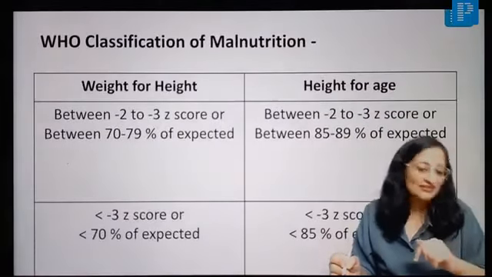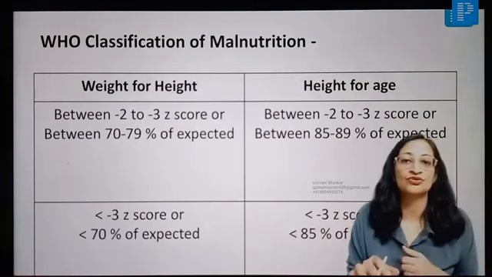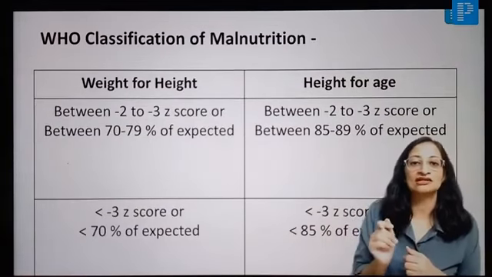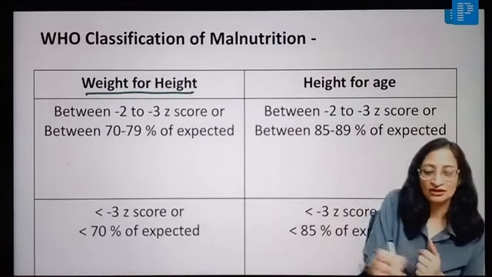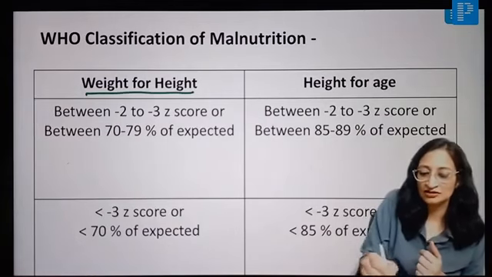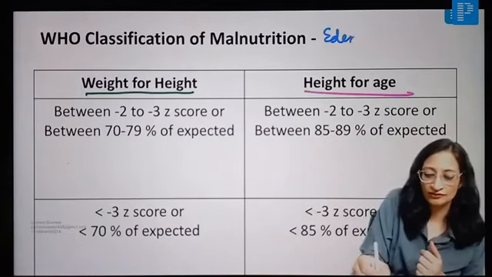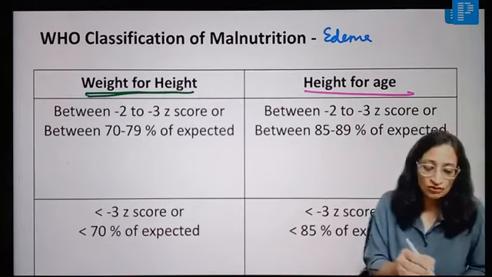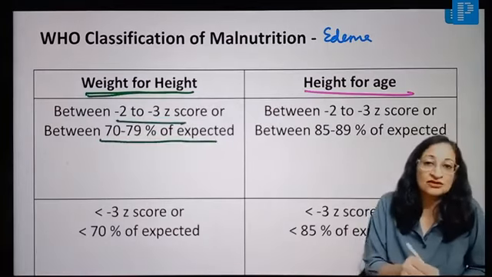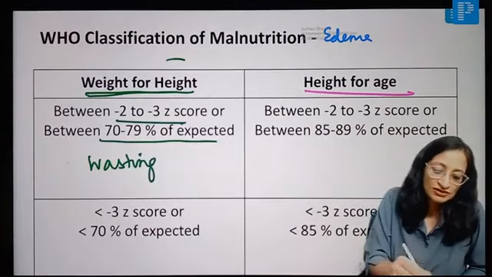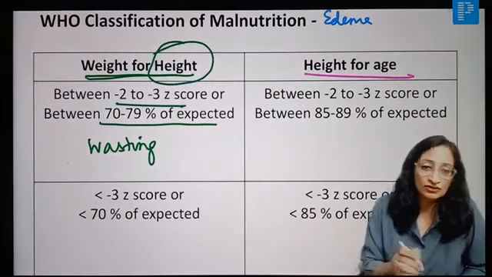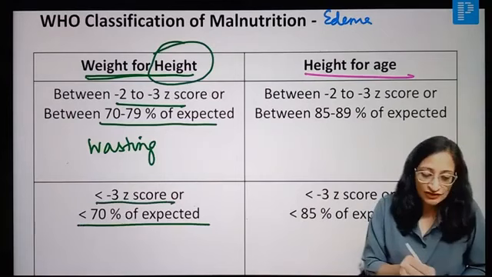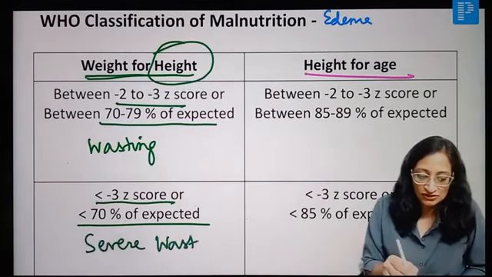And I can see many of you answering correctly. So WHO classification of malnutrition, we'll quickly go through, then we come back to answer this question. So 3 things are seen in WHO classification of malnutrition. One is weight for height, another is height for age, and the third thing that you see is whether edema is present or not. Right, now based on weight for height, if the weight for height is between minus 2 to minus 3 Z score or between 70 to 79% of expected, it is called wasting. So remember, it is weight for height and not weight for age, okay? Very, very important. If it is less than minus 3 Z score, less than 70% of expected, again it is wasting, but it is severe wasting.